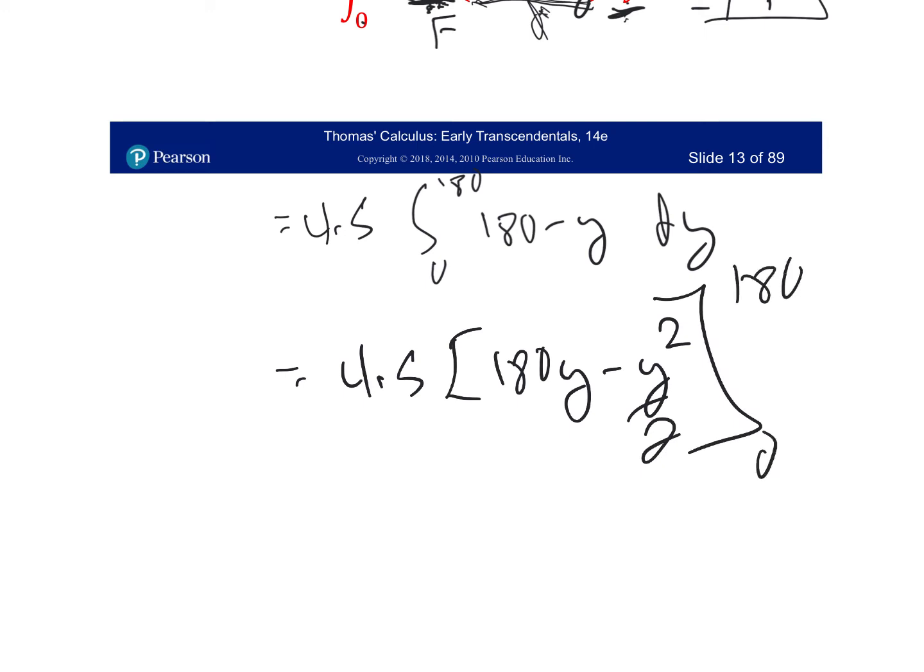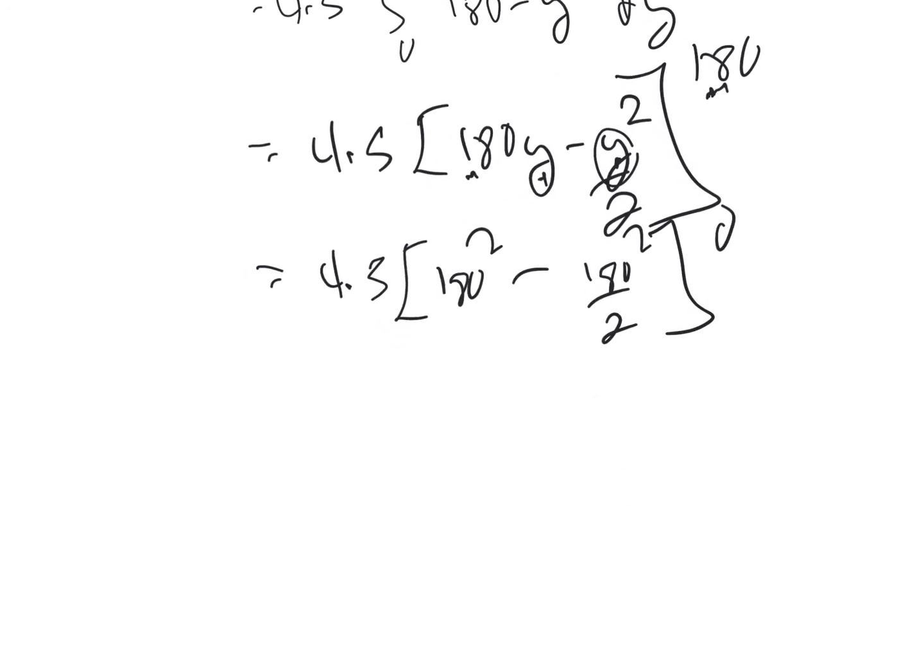So I know when the 0 goes in, it's going to cancel out. So really the answer is 4.5 times 180 times 180, that's 180 squared, minus y squared, so that's going to be 180 squared over 2. And that turns into 4.5 times 180 squared minus half of 180 squared still gives me a 180 squared over 2. Because you take a whole minus half of it, you're still left with half of it.